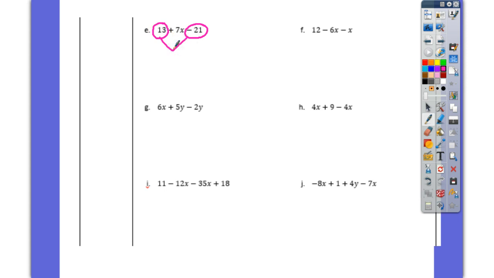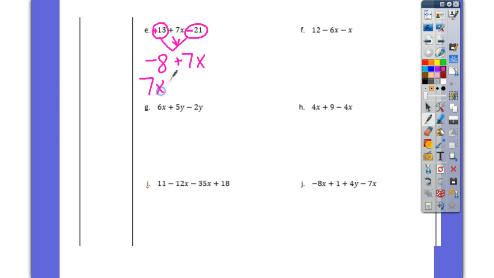What is 13 minus 21? What is it? Positive or negative 8? It's a negative because this is a positive 13, a minus 21, battle of the integers. You get a negative 8, and then don't forget to bring down your plus 7x. How could I write that? What would that look like if it was flipped around the other way?